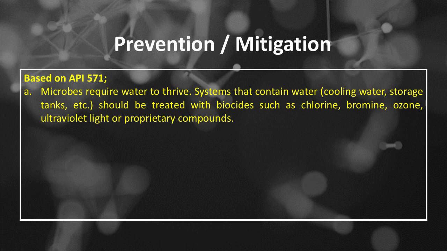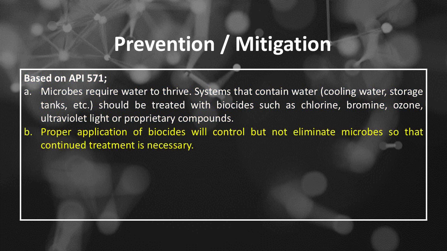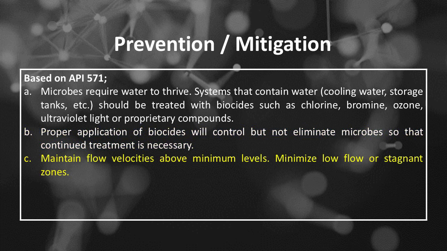Systems that contain water, cooling water, storage tanks, etc., should be treated with biocides such as chlorine, bromine, ozone, ultraviolet light or proprietary compounds. Number B, proper application of biocides will control but not eliminate microbes, so continued treatment is necessary. Number C, maintain flow velocities above minimum levels. Minimize low flow or stagnant zones.